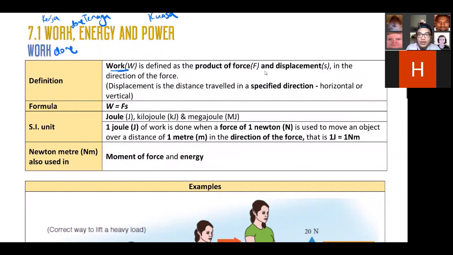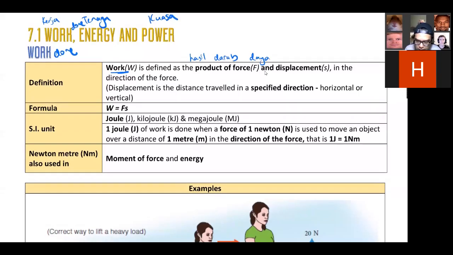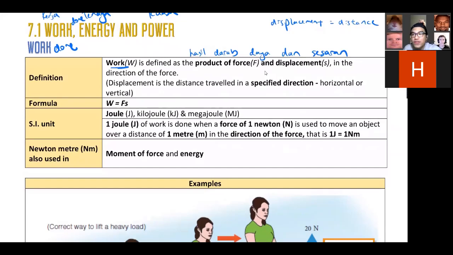The formula is force times displacement. If you want to do it in BM, it's hasil darab, darab is times, daya, sorry, there's a mistake here, daya dan sasaran. So you might say, hey sir, what is displacement? Displacement is the same as distance. I walk here to school 5 kilometer, that's my distance. Displacement is also the same.